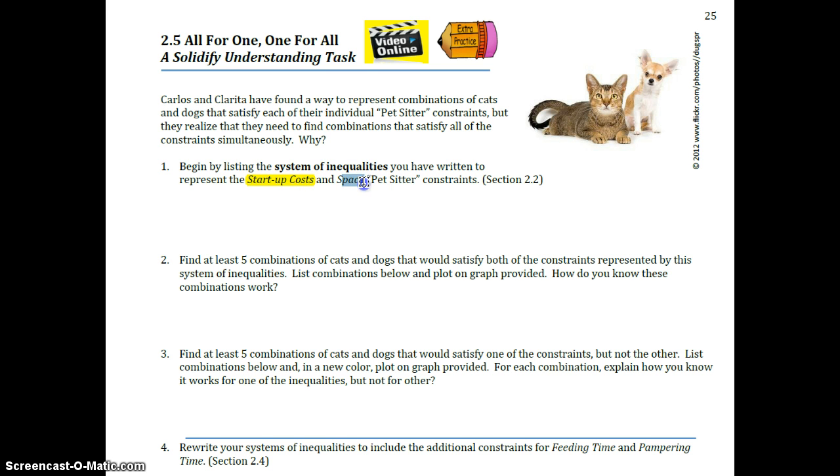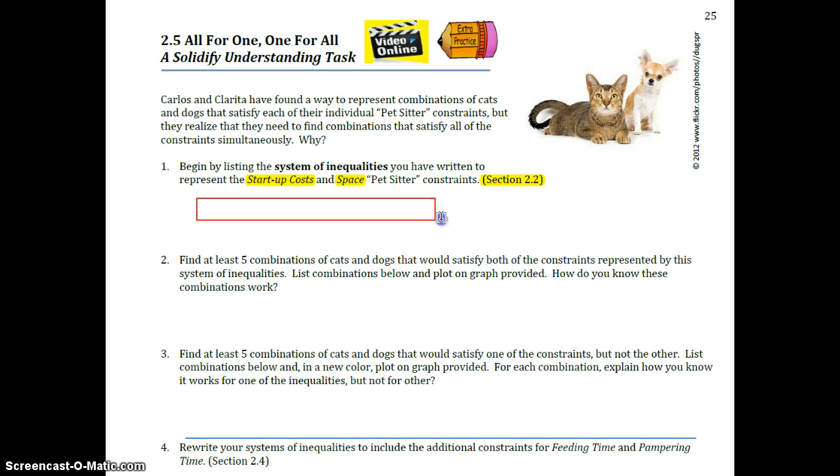Oops, I missed part of it. Let's get that S in there. That looked at just startup costs and space. You have already written these inequalities. They're in section 2.2, so I'm not going to go over how to write those. Just note you have actually already written those.